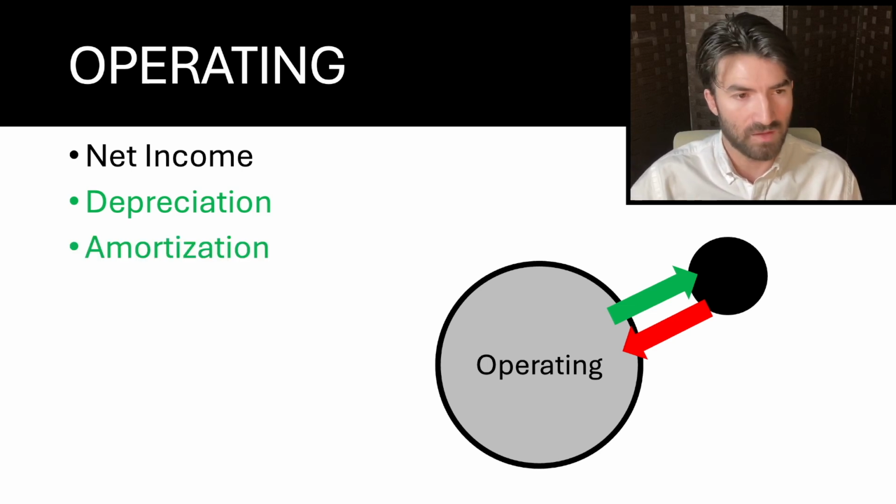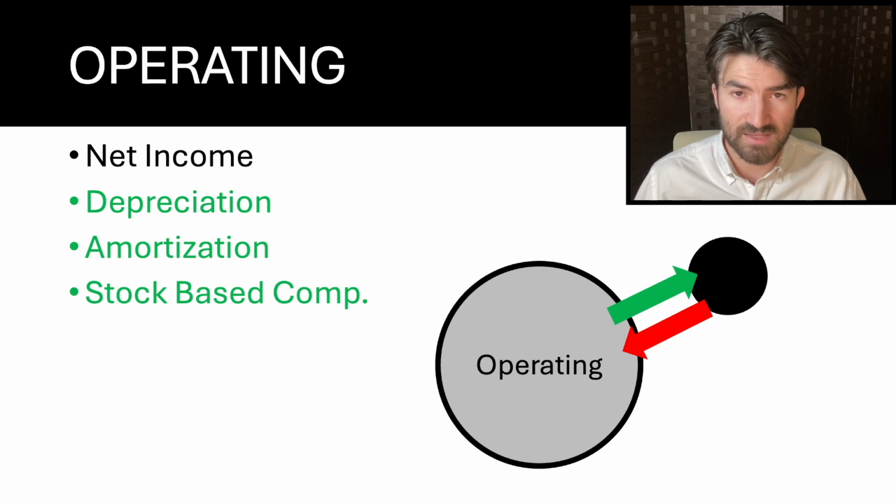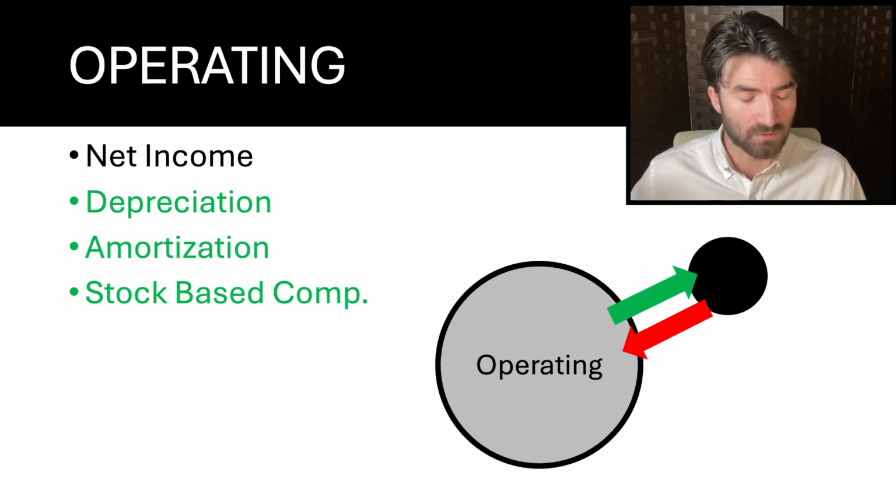Amortization, same as depreciation. Stock-based compensation. All right, this one is unfortunate, but it's true. Stock-based compensation technically is not a cash expense because the company's not putting up cash, but it really should count whenever you're doing your free cash flow calculation. We're going to talk about that later, but just need to keep in mind which way it makes the arrow go, right?